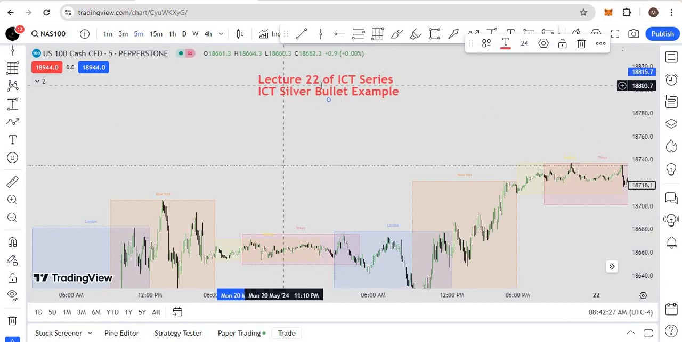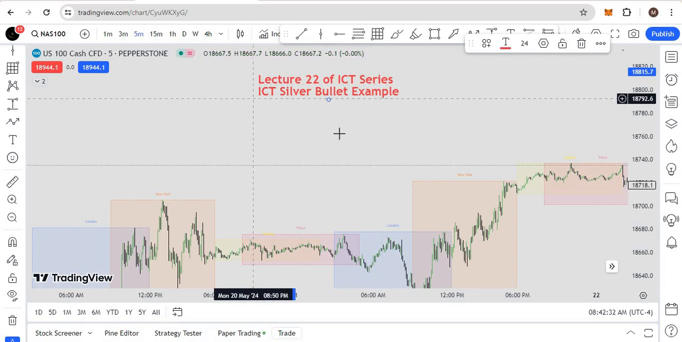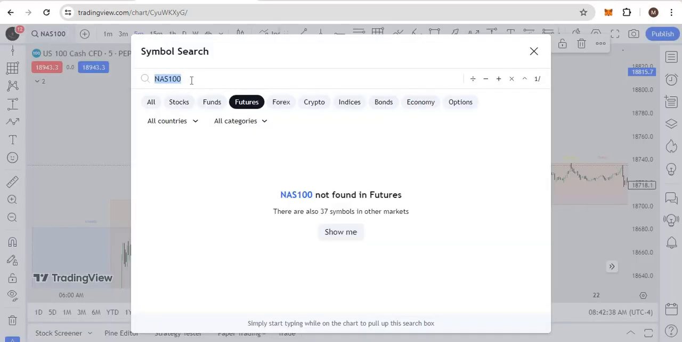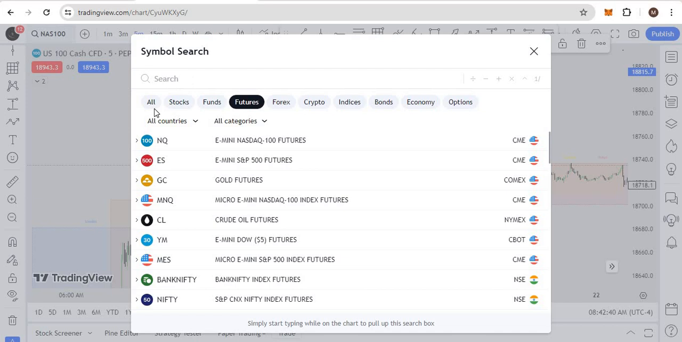Today we have lecture 22 of the ICT A to Z beginner series. In today's lecture, I am going to show you the Silver Bullet example on NAS100, our most favorite pair of ICT himself. And if you trade these assets as futures, the names are E-mini Nasdaq 100 futures and E-mini S&P futures.